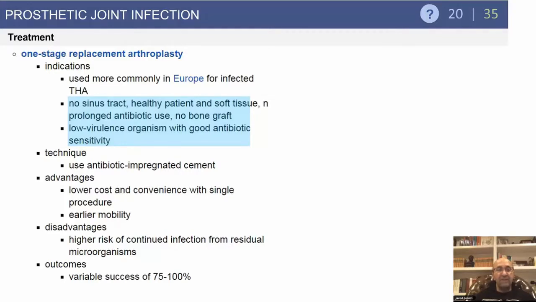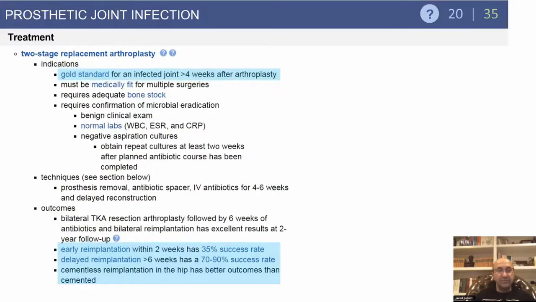in a patient who has compromised soft tissues and you're unable to close it, a patient who has systemic toxicity and is systemically ill, and possibly where the organism has not been identified. So culture negative may not be a great option. Success rate, depending on how you define success, is between 75 to 100%.